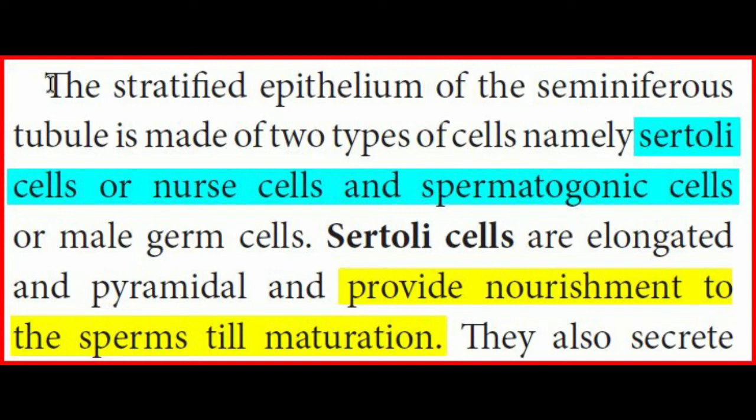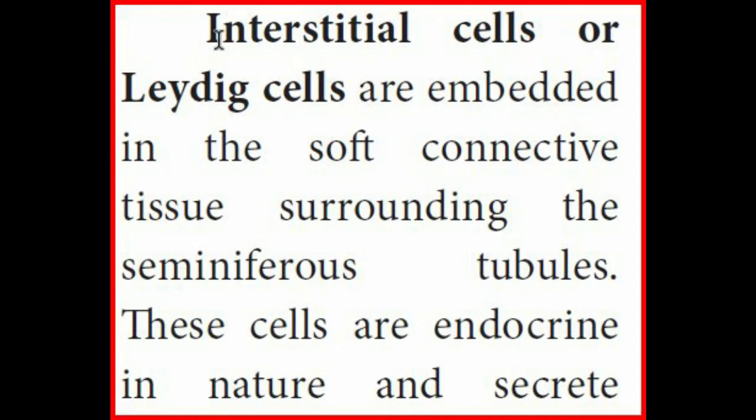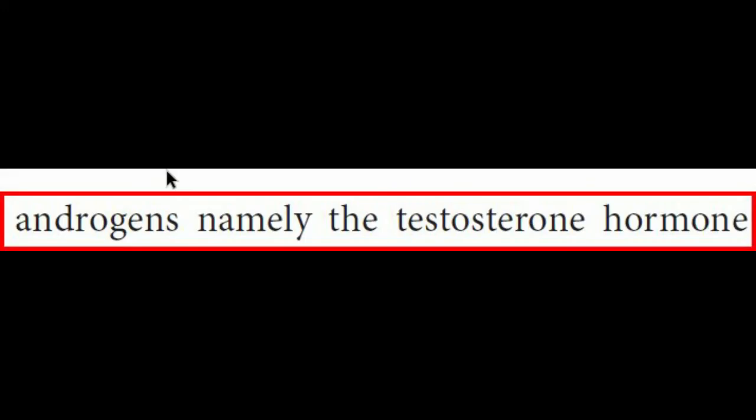Next, spermatogonial cells. These cells divide meiotically and differentiate to produce sperm. The last, the Leydig cell or interstitial cell. These cells secrete hormones like androgens, namely testosterone. These are all the contents included in the testes.